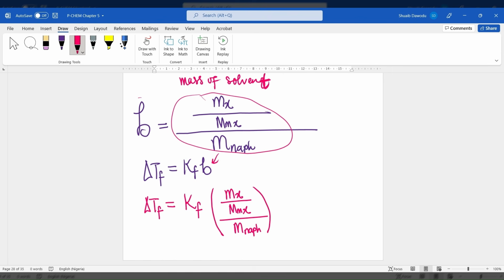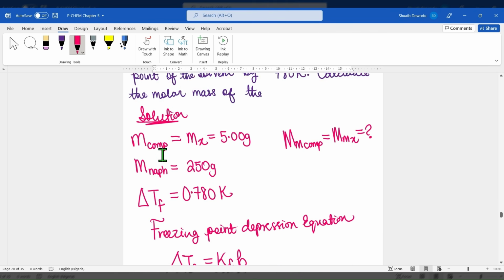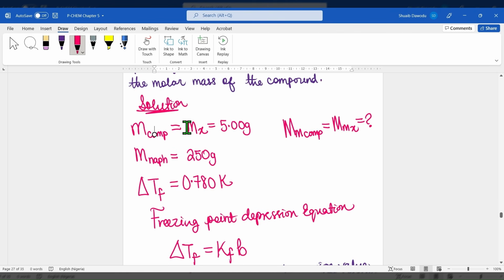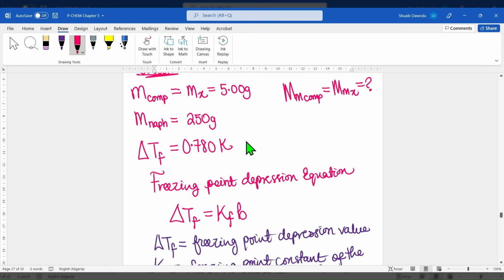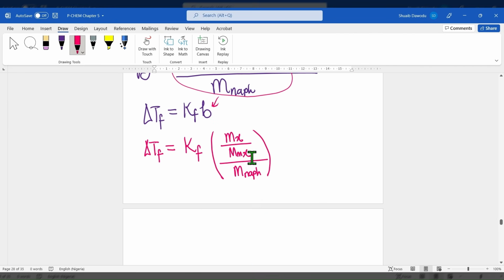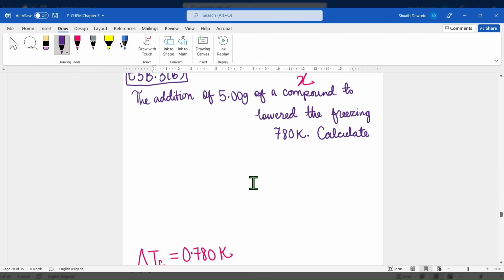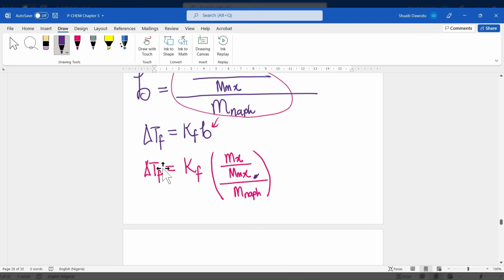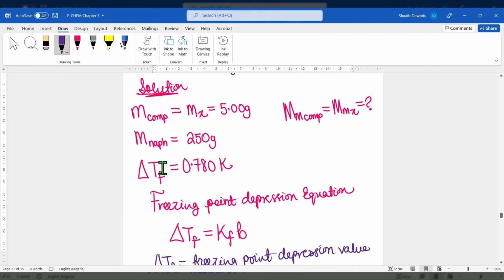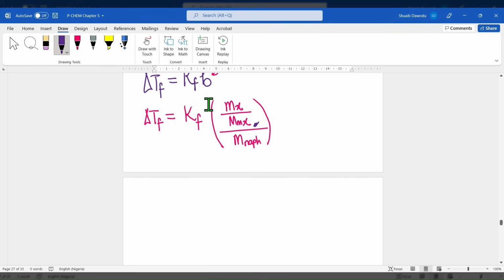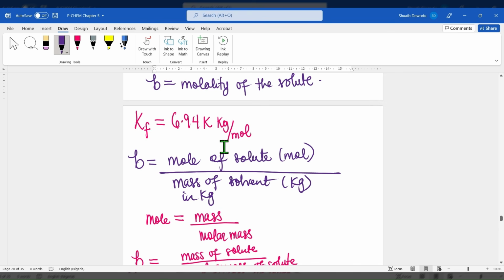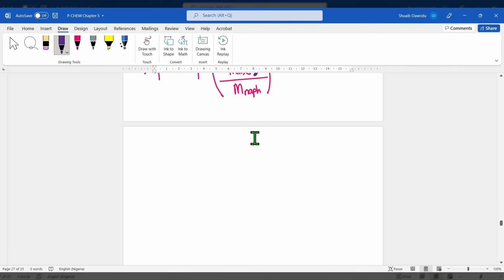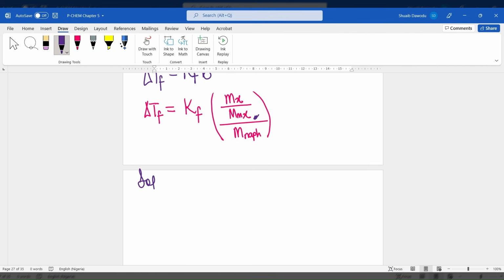If we go back to our question, we see that we have M sub X. We're given the mass of the compound, M sub X, to be 5 grams. We're not given the molar mass of the compound, which is what we're trying to solve for. Then we have the mass of naphthalene, which we're given to be 250 grams. We're given the change in T sub F to be 0.78 Kelvin. And lastly, we know the value for K sub F because it is a constant: 6.94 Kelvin kilogram per mole. Knowing all of this, we can now solve, more algebra.